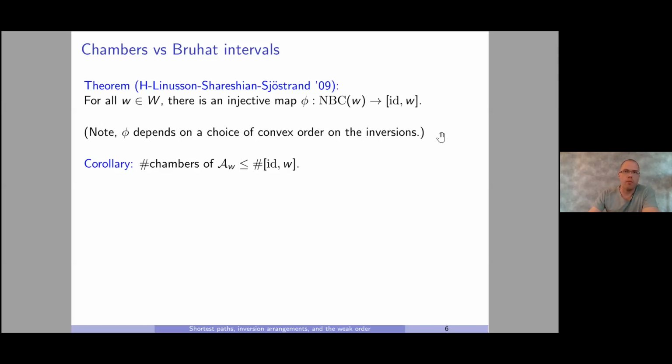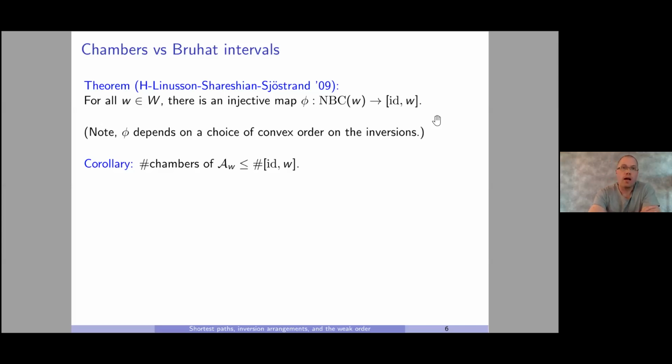And there are more interesting correspondences. For example, if you count the NBC sets by cardinality, so you only take the ones which are of a certain fixed cardinality k, then that number is a corresponding Betti number of the complement of the complexified inversion arrangement. So these NBC sets give you all kinds of Betti numbers on the arrangement side. And on the other hand, this interval provides you with some Betti numbers on the Schubert variety side.